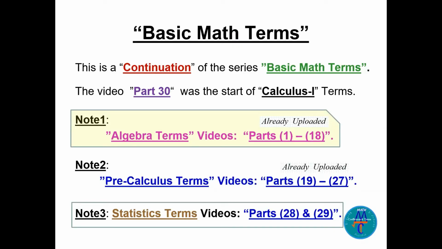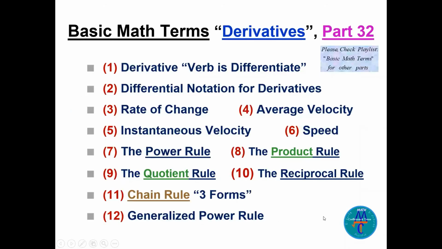This is another video on basic math terms. Just to remind you that part 30 was the start of Calculus 1 terms. Also, the algebra terms, you can find them in parts 1 to 18. Pre-calculus terms, you can find them in parts 19 to 27. And statistics terms, you can find them in parts 28 and 29. So this is part 32 from Calculus 1.